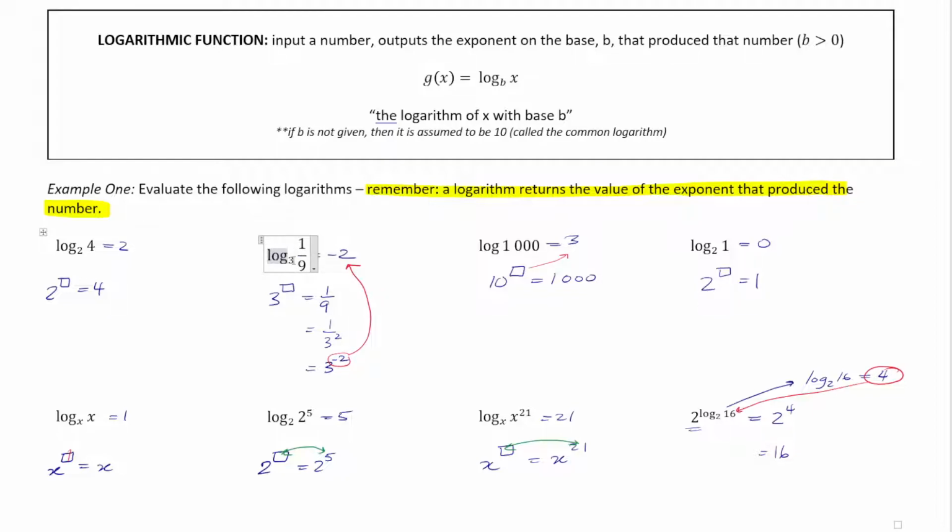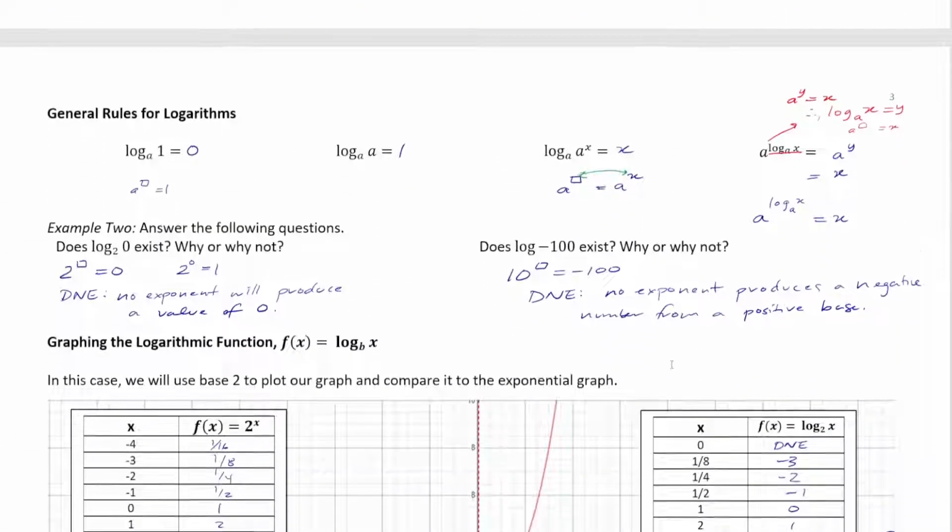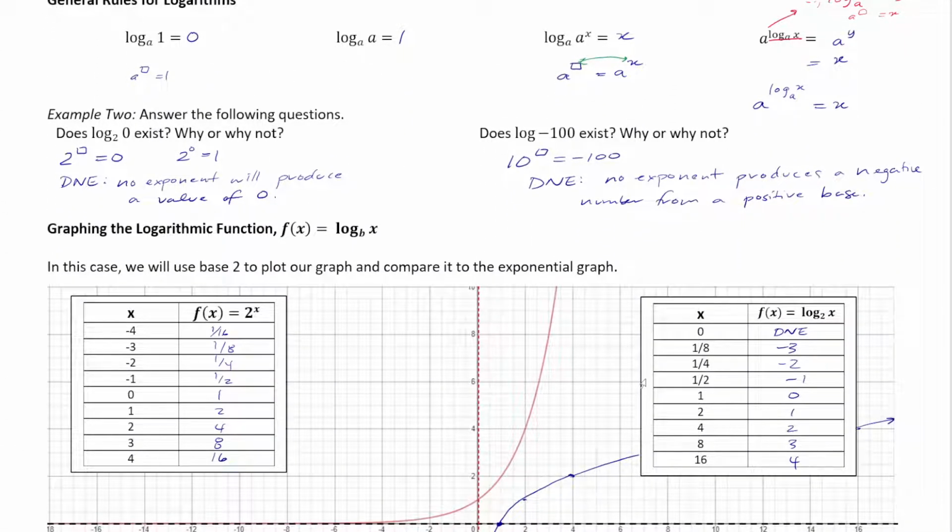So here, 3 to the negative 2 produces 1 over 9. So this right here is the exponent on 3 that produces 1 over 9. This is the exponent on 2 that produces 4. This is the exponent on 2 that produced 1. So that is what you really want to be thinking about when you are evaluating logarithms.